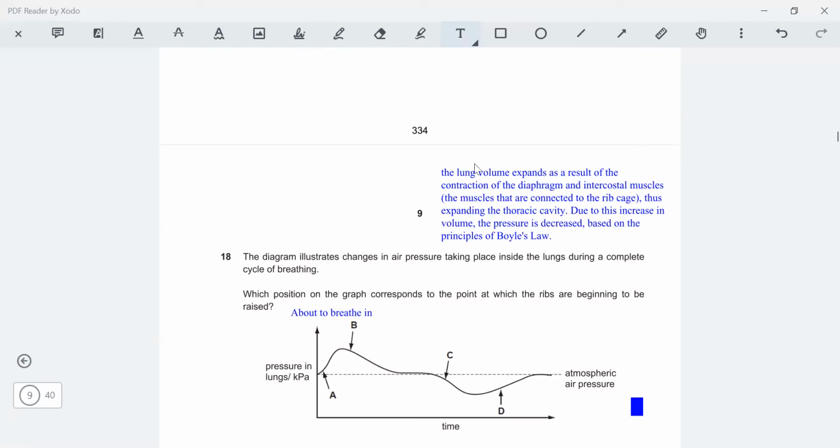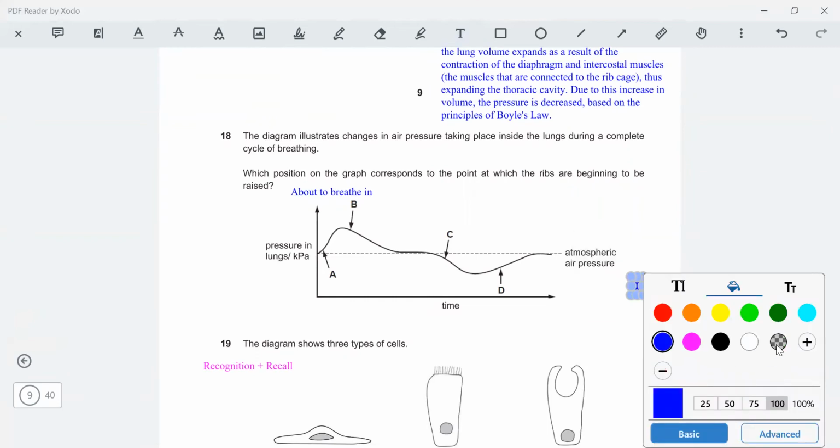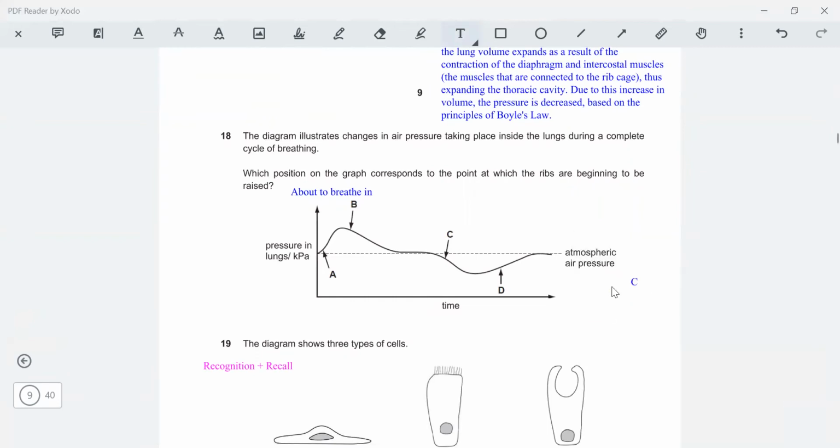Thus, this expands the thoracic cavity, and due to this increase in volume, the pressure is decreased based on the principles of Boyle's law. So when you breathe in, the pressure in your lungs will decrease as the lungs begin to get bigger. The answer is pretty much straightforward already. You can see that it's C.